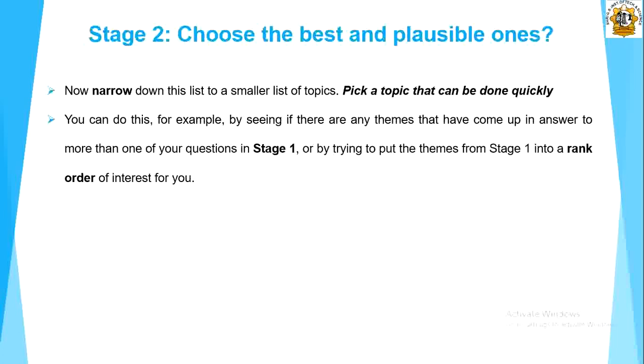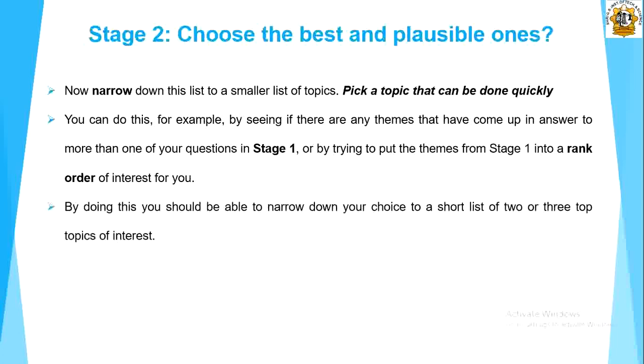So you can do this, for example, by seeing if there are any themes that have come up in answer to more than one of your questions. जैसे कोई चीज़ है जो कि आपके questions में ज़्यादा बार आई हो in stage 1. Like your national setting is okay in that respect, your interest is okay in that respect, and your circumstances have told you to do that. So that must be your project first rank, and others you rank them accordingly. By doing this, you should be able to narrow down the choice, a short list of 2 or 3 topics of interest. Prioritize them.